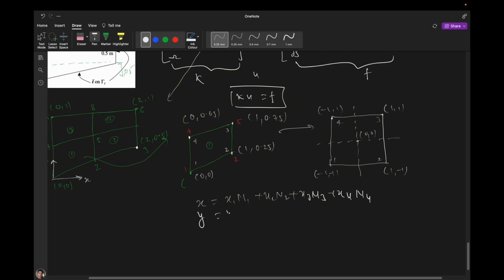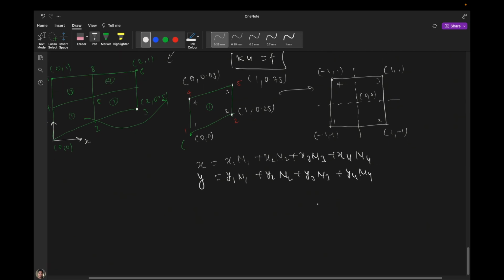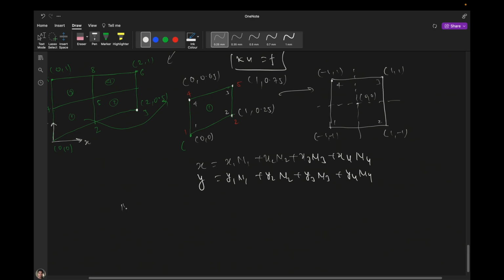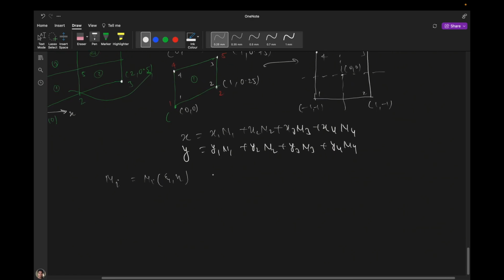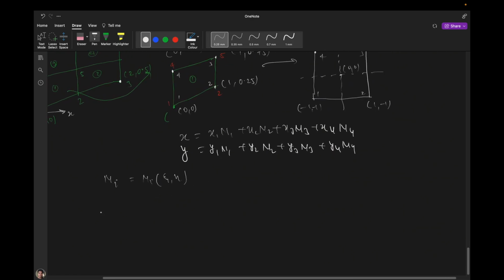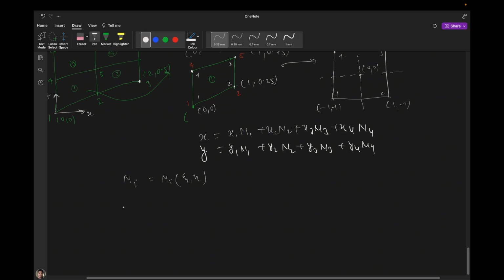Similarly, y will be y1 n1 plus y2 n2 plus y3 n3 plus y4 n4. Okay, but here ni will be a function of xi and eta. Okay, now we have to find what are n1, n2, n3 and n4.